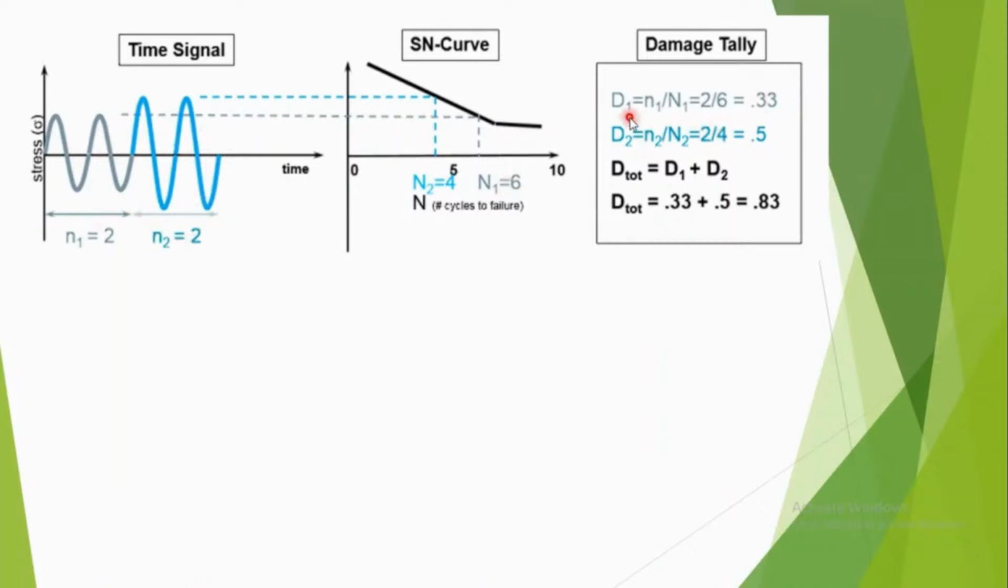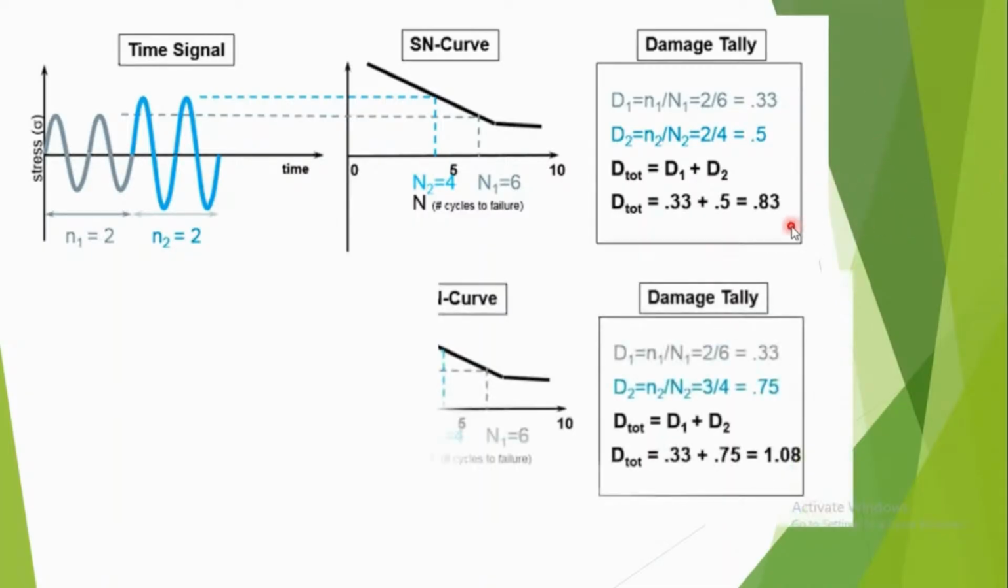So we calculate damage. D1 is 2 by 6 and D2 is 2 by 4, and it is self-explanatory. So it comes out to be 0.83. The total damage is less than 1, which means it will go above one block cycle. The total block cycle will be 1 divided by 0.83.